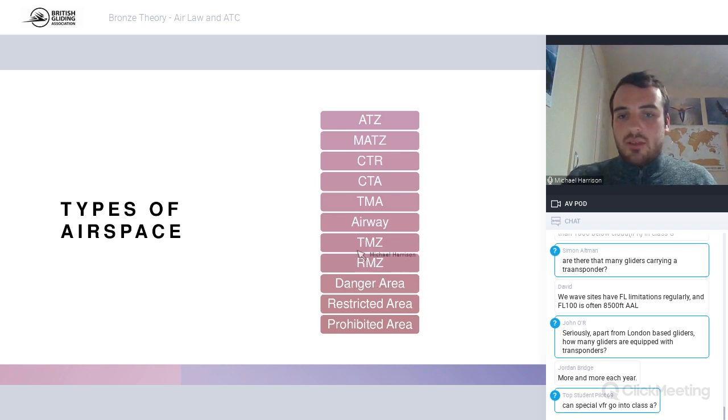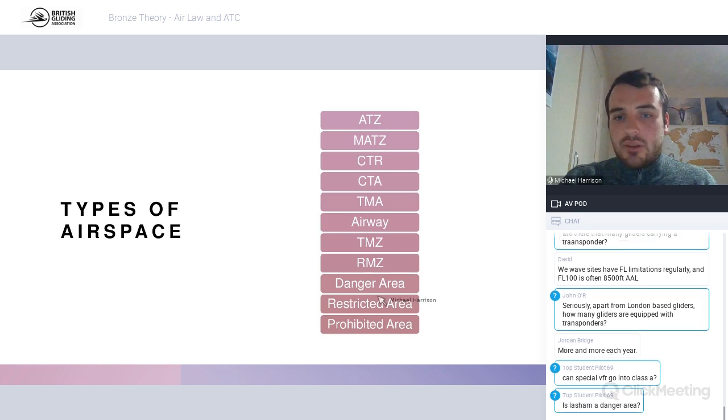Radio mandatory zones are similar to TMZs, but this time they require you to make two-way communication. That doesn't mean you have to go, can I come in? It just means you need to go, I'm here, and I'm intending to do this. And the controller needs to acknowledge that before you enter the RMZ. Danger areas, we'll talk about a bit more, but they're areas where there's potentially danger to your aircraft.